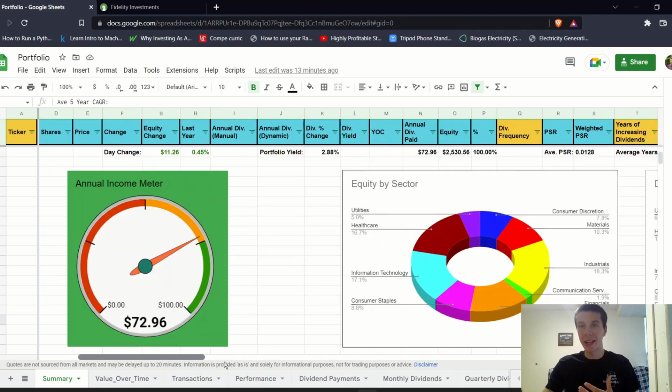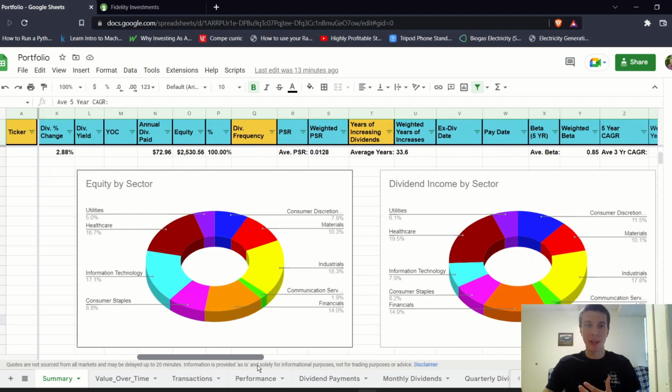We can also look at equity by sector right here. So the biggest sector, I believe, at this point is actually industrials, which I didn't realize that. And then healthcare, technology, and financials are close behind that. So those are all good sectors, I think, and all good places to be putting my money. And I'm not really all that worried about the sector allocation at this point, I would say.